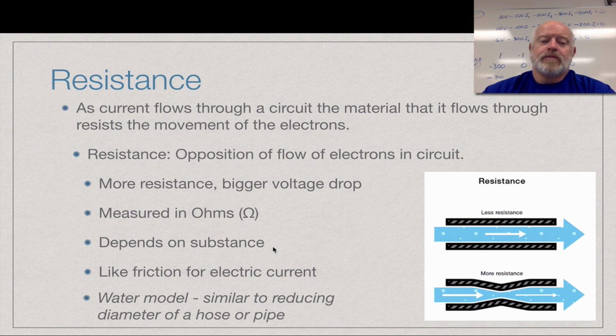Now, we do use a water model for resistance also. If you look at normal flow of current, using the idea of water down a pipe, if we squeeze that pipe or pinch it off, that's going to stop that flow of current. With that decrease in flow of current, you're going to get a bigger voltage drop here, and you're going to reduce your current flow. So a kink in a pipe or squeezing it down would be an idea to visualize resistance for us.